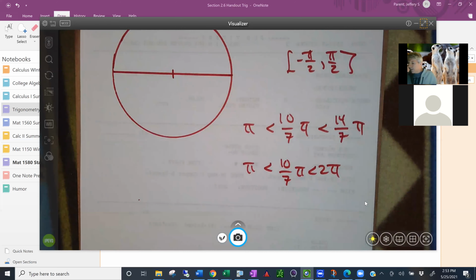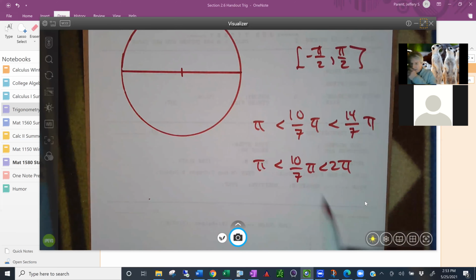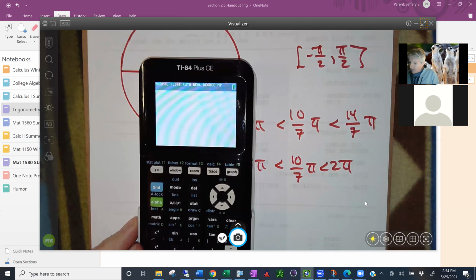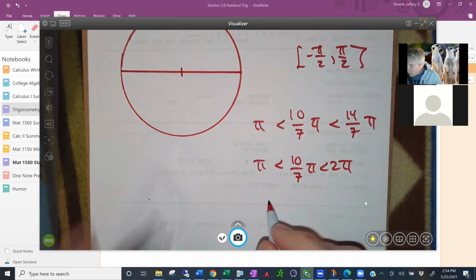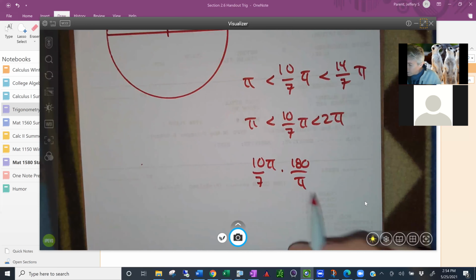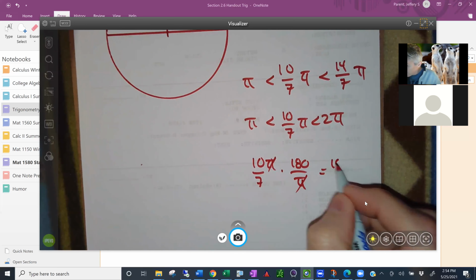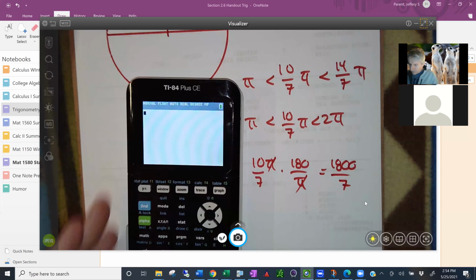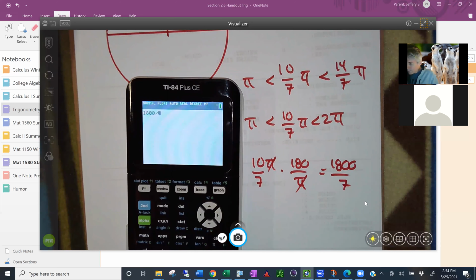And if it helps, you can kind of figure out exactly where by converting this to degrees. What do you think? Do I want to do that? Maybe it wouldn't hurt to convert that to degrees and just look about where that angle is. So if I convert this to degrees, 10 over 7 times pi times 180 over pi, that'll cancel. I'll get 1800 divided by 7, about 257 degrees.